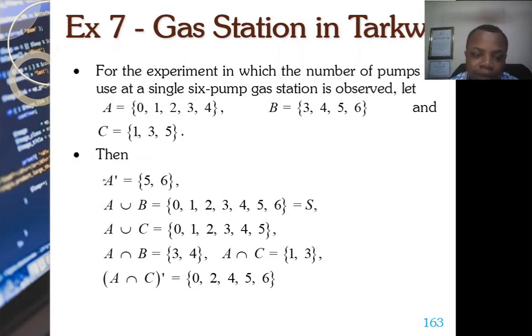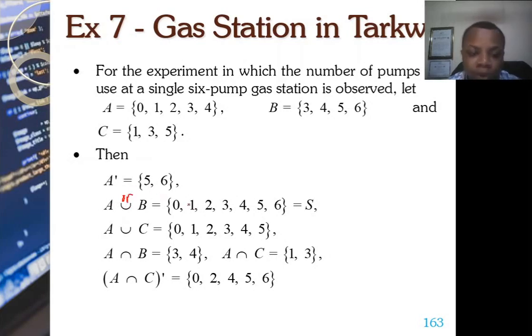So meaning that if we are looking for A complement, we are going to just have 5 and 6, because 5 and 6 cannot be found in event A. Now let's look at A union B, or A or B. Remember that this union symbol is the same as or.